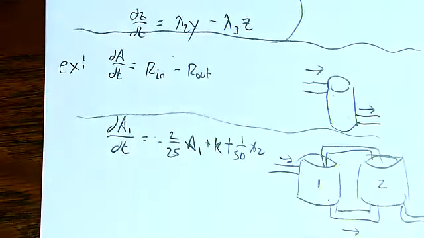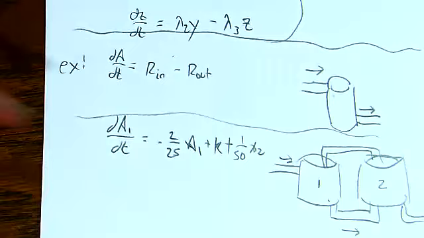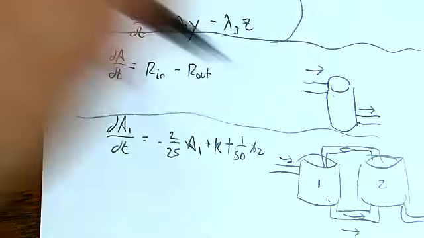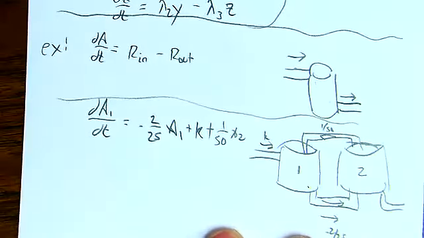So here, this would be our negative 2/25. This is the amount leaving A1. If we assume that that's moving this direction, this is the amount coming back in from A2. That would be 1/50th. And then we have some constant amount coming in per unit time.